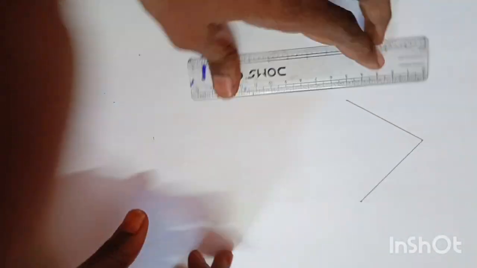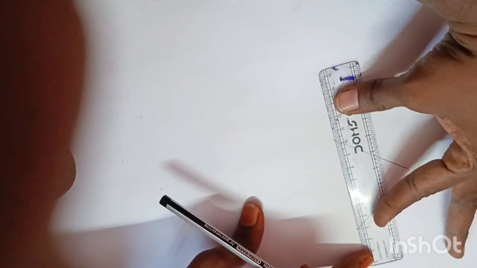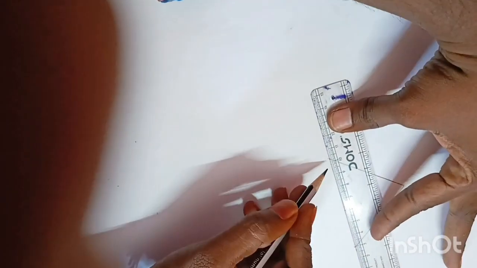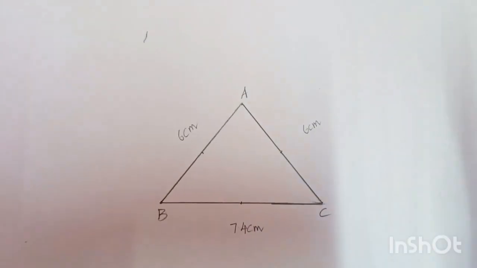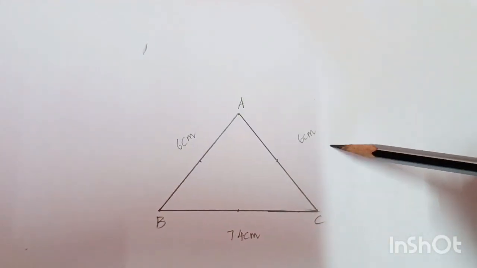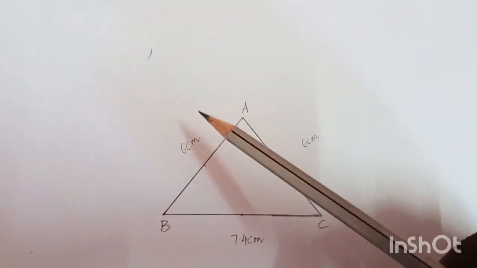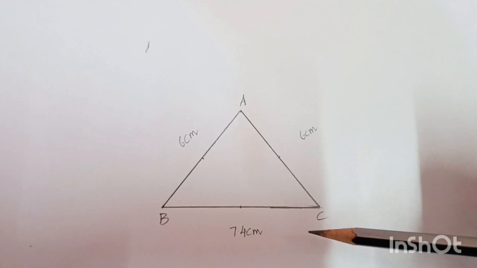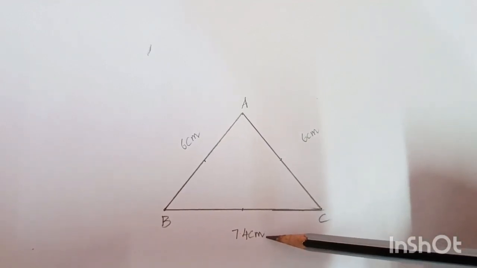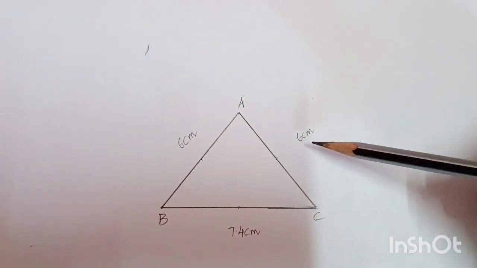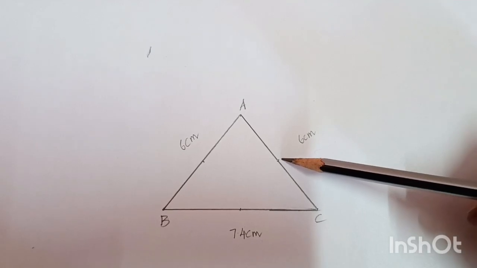So in an isosceles triangle, we know that the two sides are of equal length and the third one is of a different length. Okay, so I am drawing this. Let me show all the sides. So this is the isosceles triangle with sides AB, BC and CA. If you observe, the sides are 6 centimeters, 6 centimeters and 7.4 centimeters.